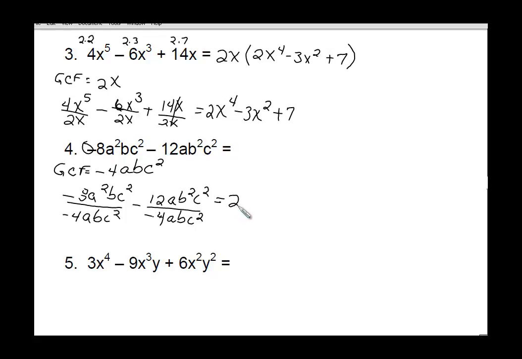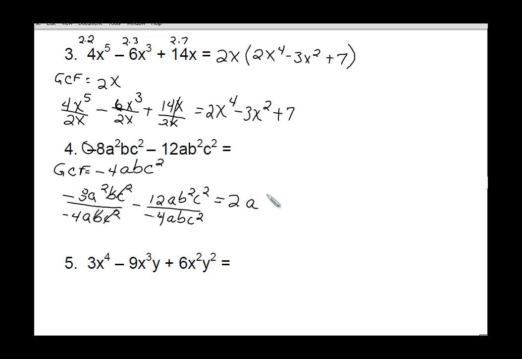8 divided by 4 is 2. A squared over A is A to the 2 minus 1, so that's A. B's, there's a B and a B, so any number over itself or any letter over itself is 1. And C squared over C squared is also 1. So when I divide this, I just end up with a 2A.